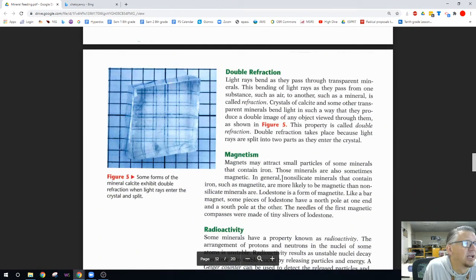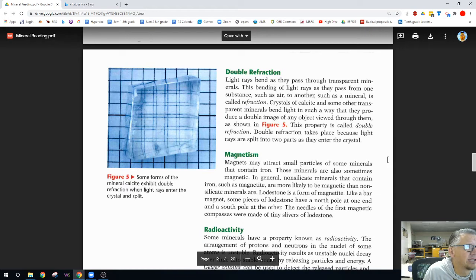Double refraction. Light rays bend as they pass through transparent minerals. This bending of light rays as they pass from one substance, such as air, into another, such as a mineral, is called refraction. Crystals of calcite and some other transparent minerals bend light in such a way that they produce a double image of any object viewed through them, as shown in Figure 5. This property is called double refraction. Double refraction takes place because light rays are split into two parts as they enter the crystal.